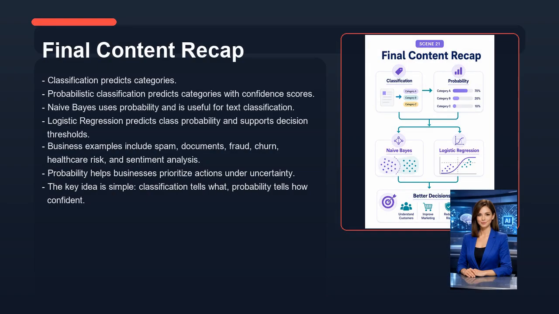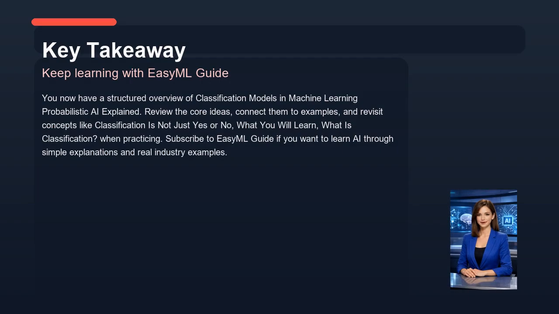Now let's look at the final content recap. Classification predicts categories. Probabilistic classification predicts categories with confidence scores. Naive Bayes uses probability and is useful for text classification. Logistic regression predicts class probability and supports decision thresholds. Business examples include spam, documents, fraud, churn, healthcare risk, and sentiment analysis. Probability helps businesses prioritize actions under uncertainty. The key idea is simple: classification tells what, probability tells how confident.